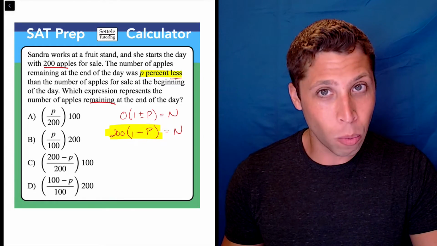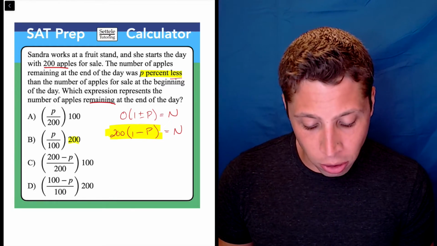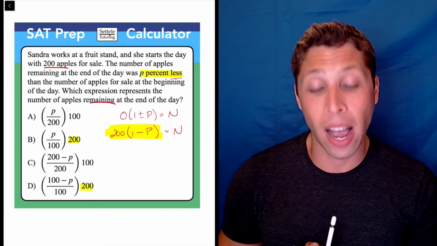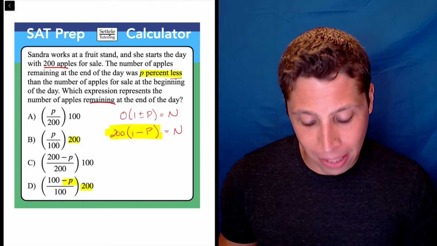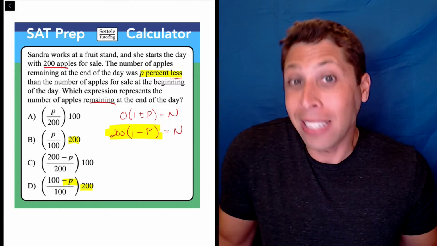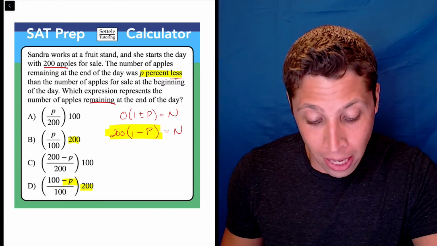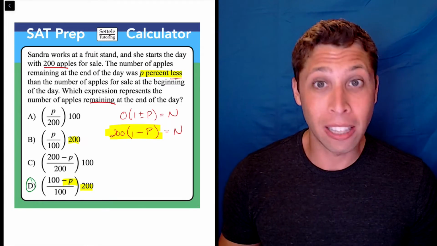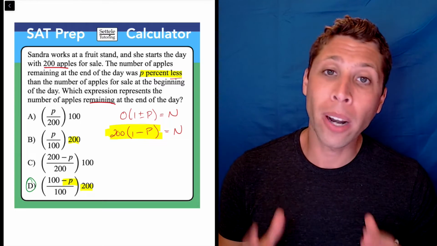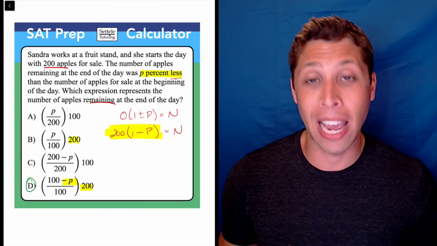Now we see all these 100s here. We might be drawn to the fact that the 200 is outside in B and D. That might lead us to those 2 choices. And then maybe we get D because we see, okay, the minus P is there, so that's probably pretty good. And that is in fact the answer. If that's all you understand, that's enough to get these points on a very, very hard question. But I'll just really emphasize what's actually happening here.